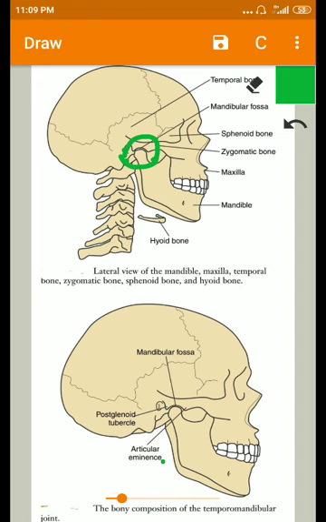So in the next video, we are going to see the articular surfaces of the temporomandibular joint.